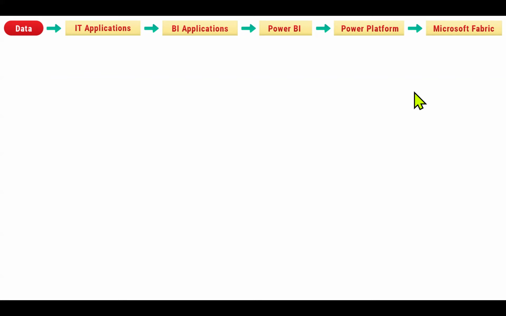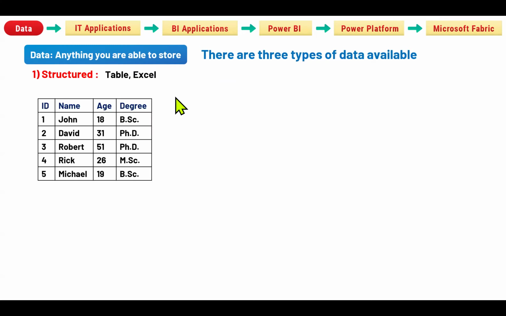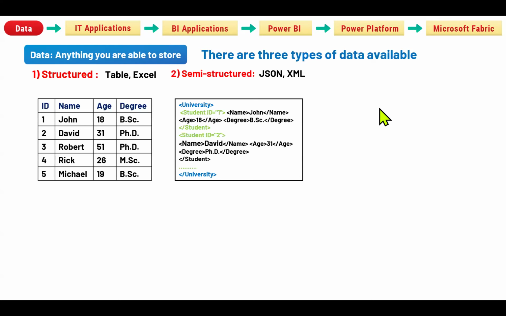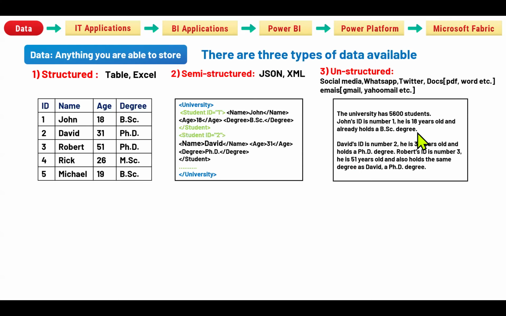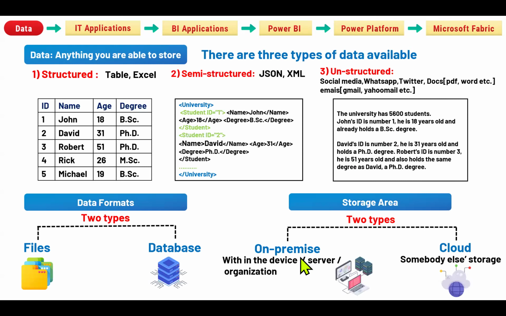And look at this. First I explained about data. Anything you're able to store is called data. We have three types of data: structured data, semi-structured data, unstructured data. And we have data formats. Some people keep it in file format, some people in database format. Data storage areas: some people on-premises, some people in the cloud. So this is purely related to data, which I explained in the last class.